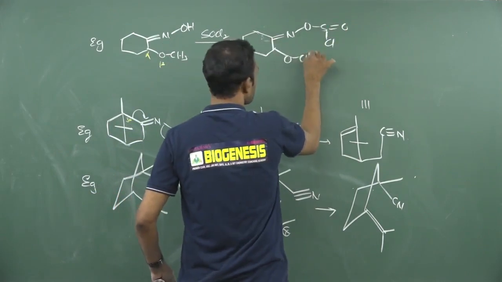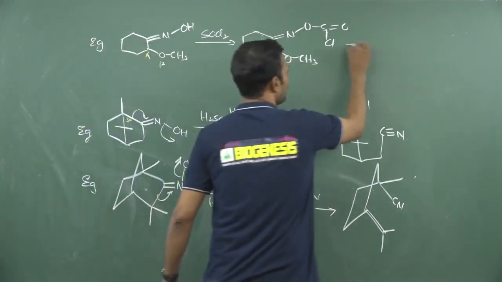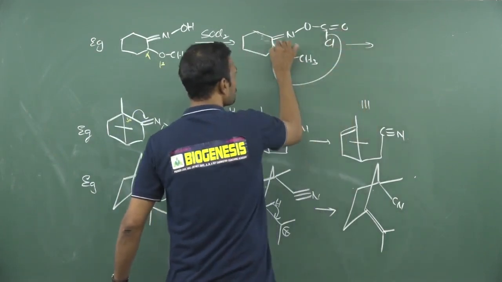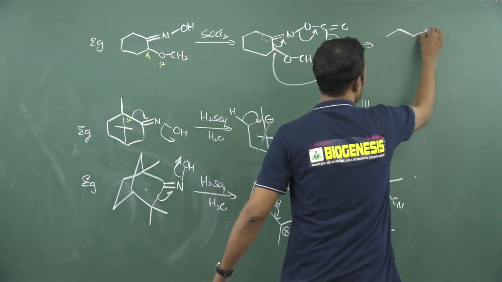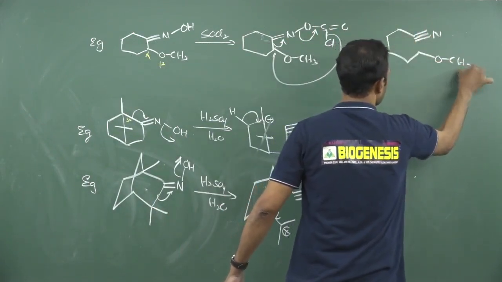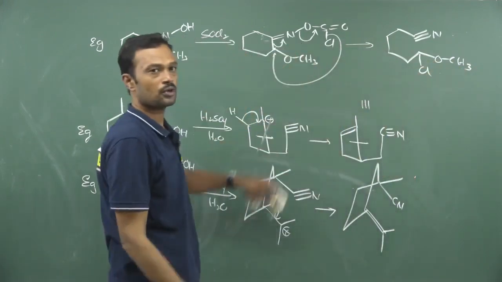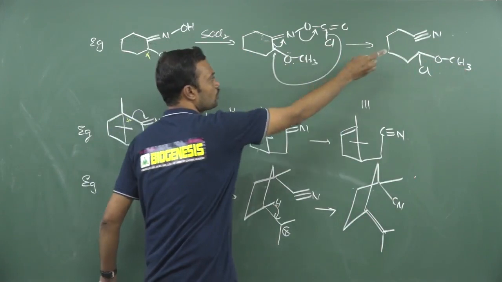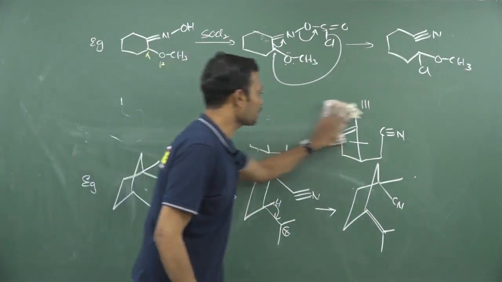and here OCH3 is present. Like this, an effective leaving group is created. Then initially what happens: this chlorine will attack, this will migrate, and see this will eliminate out. Finally, this carbon-nitrogen carries a triple bond, and here there is OCH3 and there is chlorine. Why? Because this positive charge is stabilized by the lone pair of electrons on oxygen. That is your final answer. This is called abnormal Beckmann rearrangement.